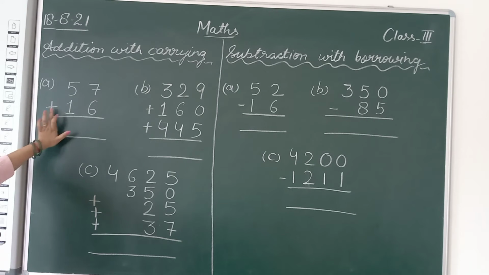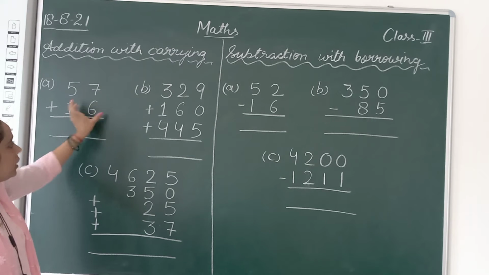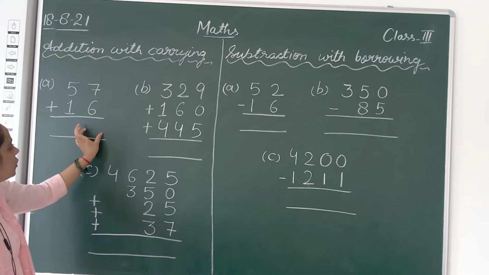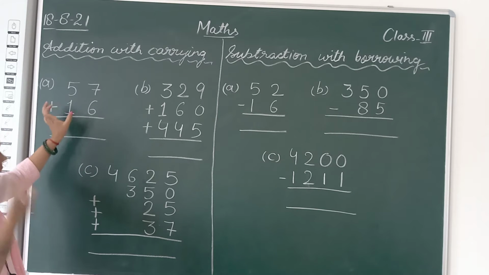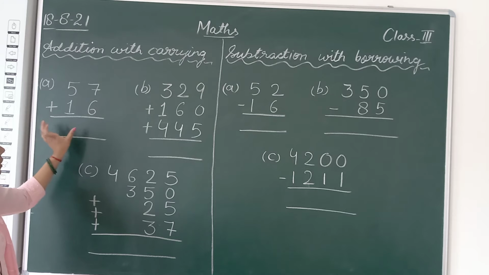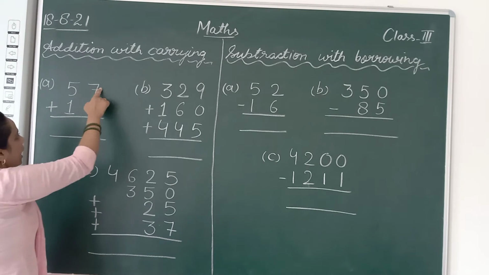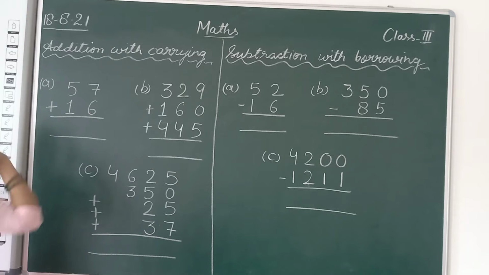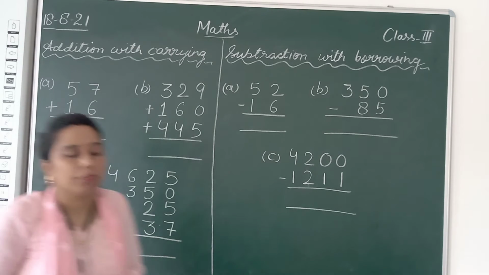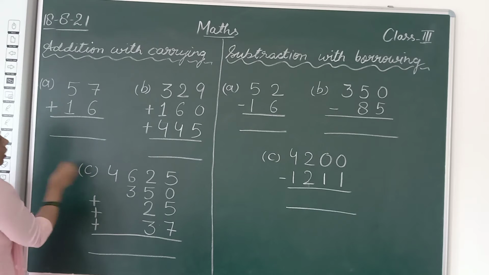57 plus 16. We know that we add the ones column, the ones place digits, and write the sum at the ones place, and then we add the tens place digits and write the sum at the tens place. So this 7 and this 6. When 7 and 6 are added, what do we get? We will get 13.